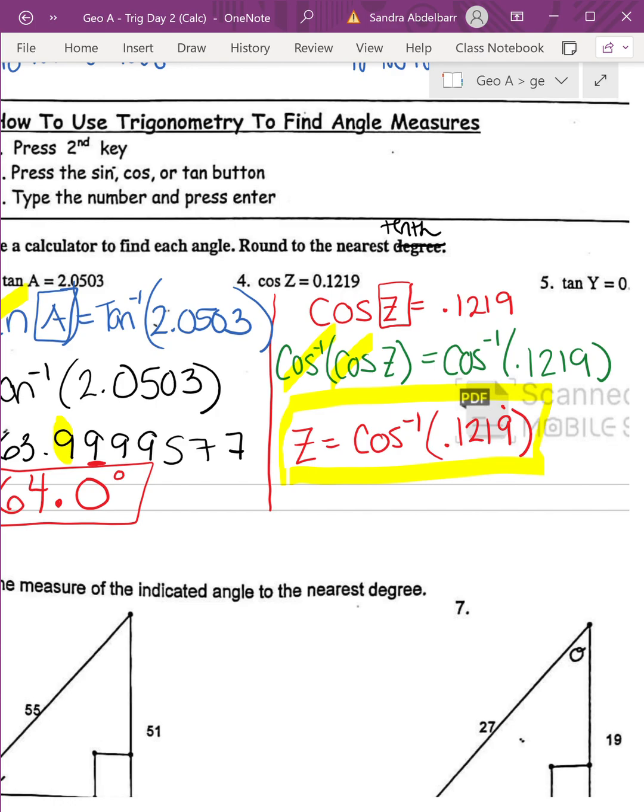Somebody tell me, how do I put this into my calculator? How do I get cos to the negative first power into the calculator? Demetri. You got it. And then if we do that, and we're rounding to the nearest tenth, because we're practicing that for our test, what would this be again? 83.0.